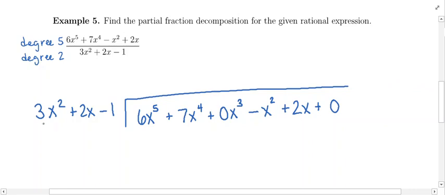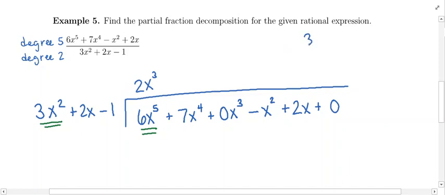You are going to start by comparing the first pieces. So the 3x squared to the 6x to the 5th. What do I need to multiply 3x squared by to get 6x to the 5th? Well, you're going to have to multiply it by 2x cubed.